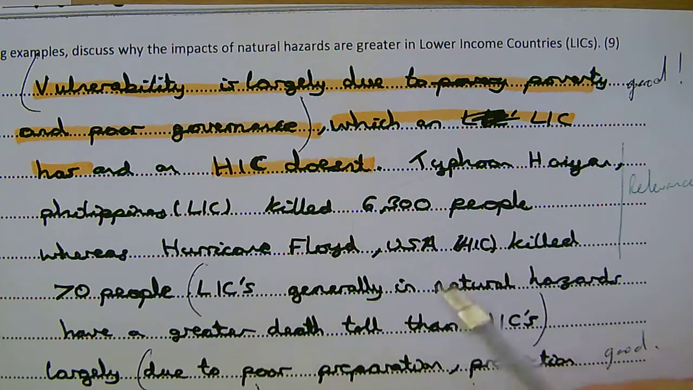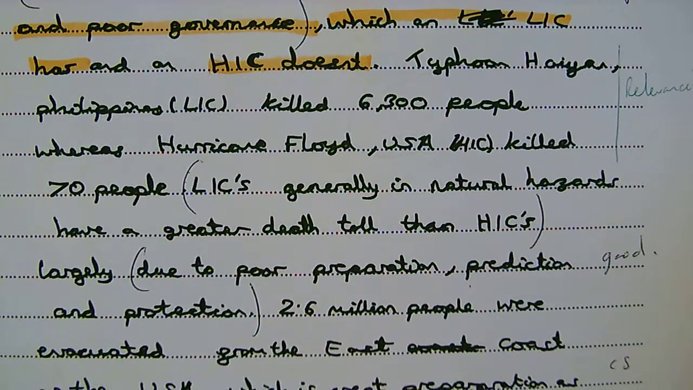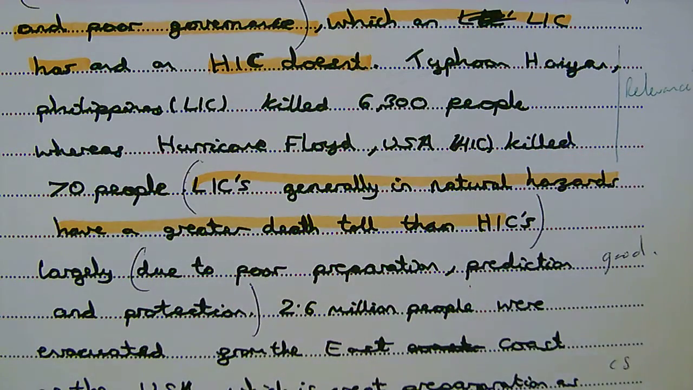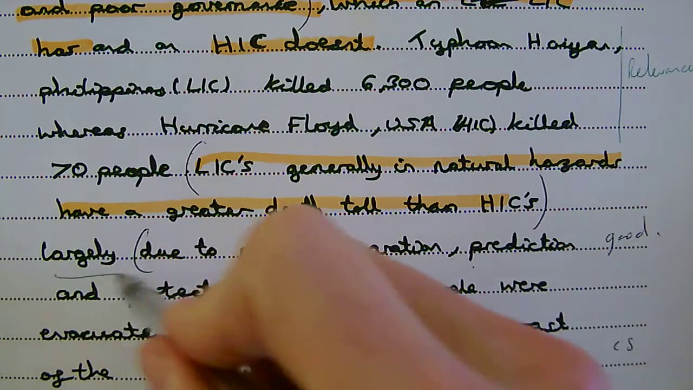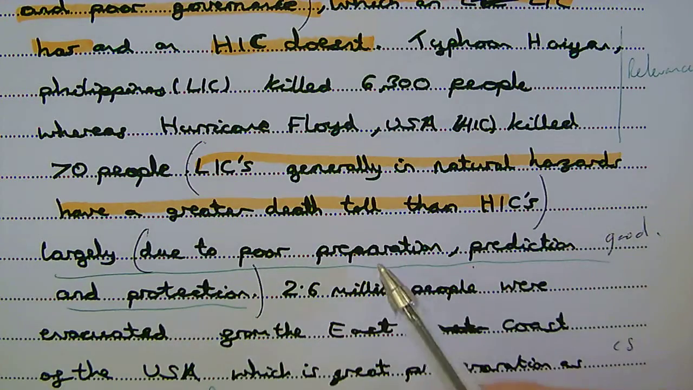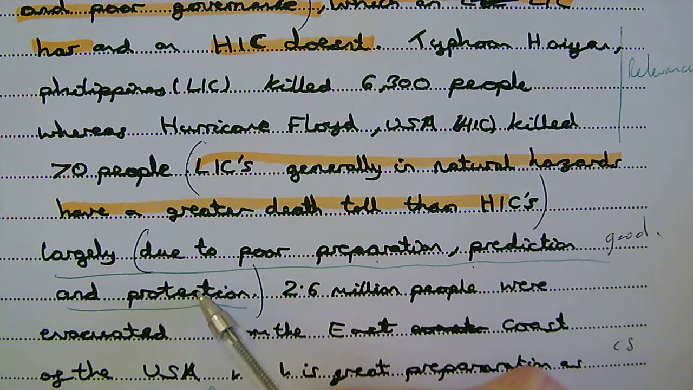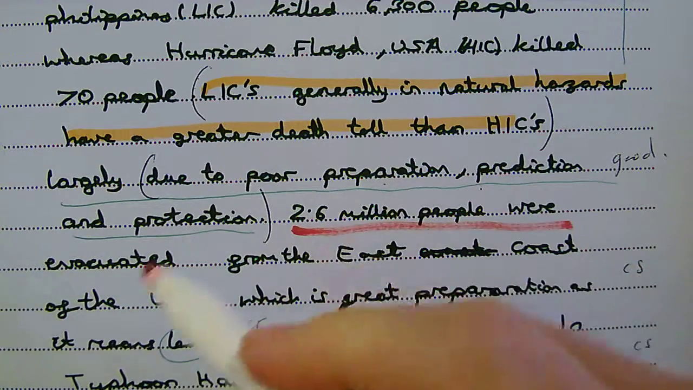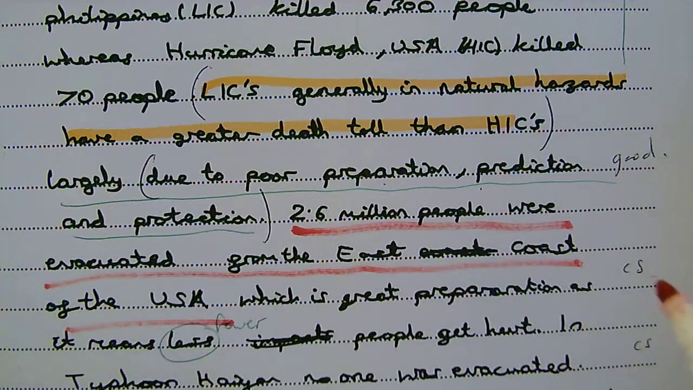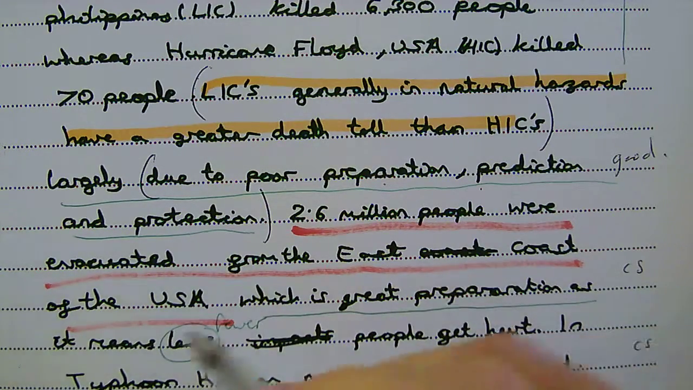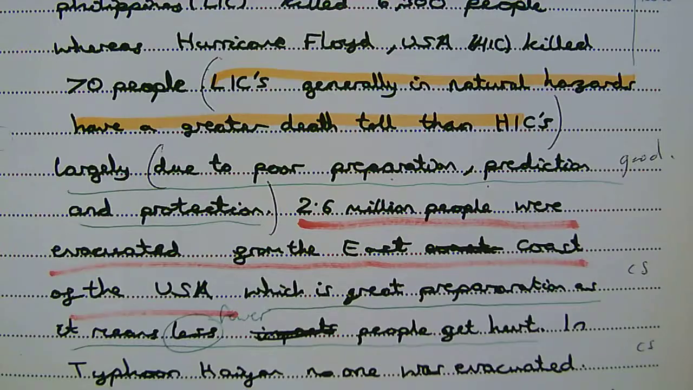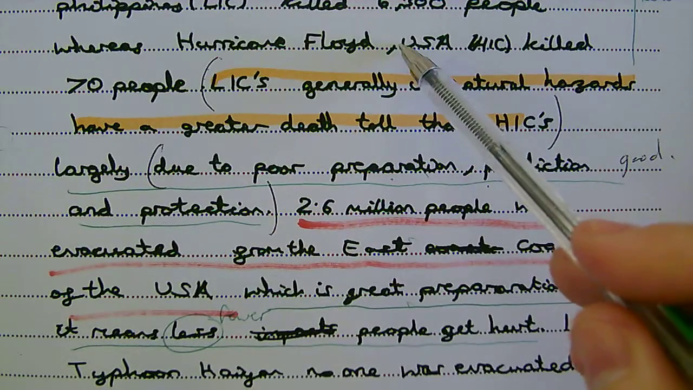But if we jump down to this sentence here, LICs generally in natural hazards have a greater death toll than HICs, another general point. And then we get into some sort of explanation, largely due to poor preparation, prediction and protection. Really good use of key terms from hazard management here. And then we have the evidence: 2.6 million people evacuated from the east coast of the USA during Floyd, and then we go on to a bit of a link, which is great preparation as it means fewer people get hurt. Okay, so a very, very simple structure there, and it very successfully means that he is answering the question.